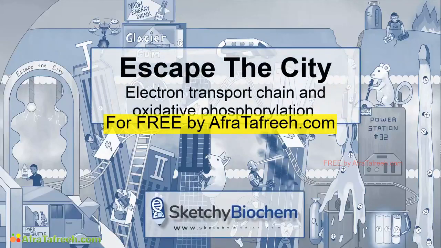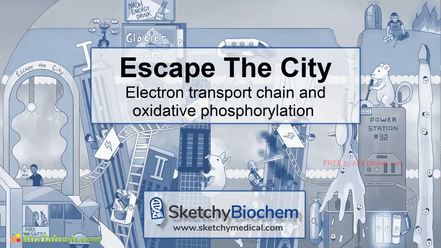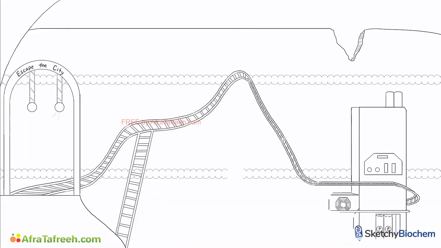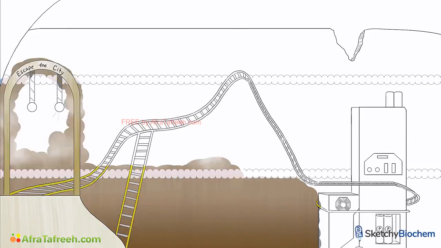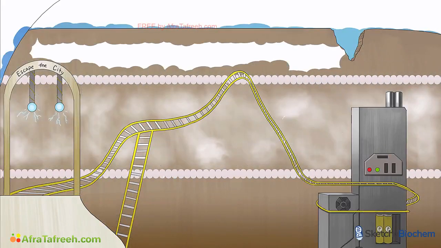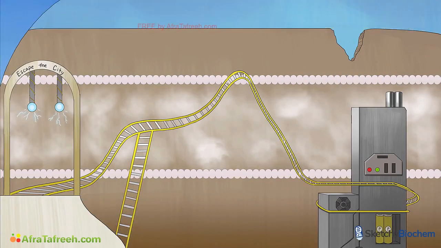We've finally reached the last stage of aerobic metabolism, oxidative phosphorylation. Oxidative phosphorylation is the metabolic process of making ATP using energy obtained from the transfer of electrons in the electron transport chain. We not only entitled the sketch Escape the City in homage to Sketchyland's award-winning dystopian roller coaster ride, but to share its similarities to the electron transport chain in all its glory.